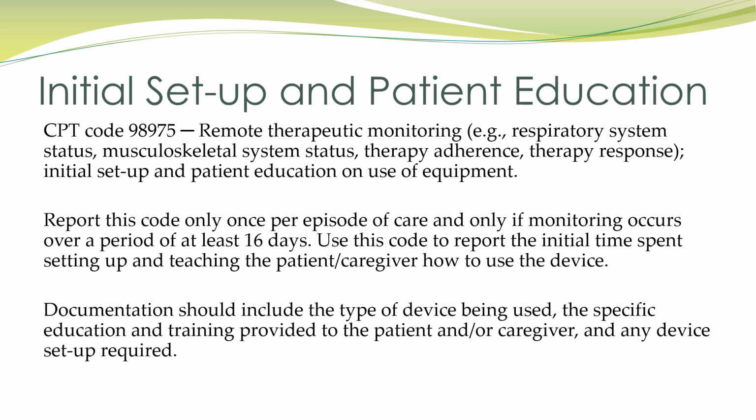CPT code 98975 is for the initial setup and patient education. RTM for respiratory system status, musculoskeletal system status, therapy adherence, therapy response, initial setup and patient education on use of equipment. Report this code only once per episode of care and only if monitoring occurs over a period of at least 16 days. Use this code to report the initial time spent setting up and teaching the patient or caregiver how to use the device. Documentation should include the type of device used, the specific education and training provided to the patient or caregiver, and any device setup required.